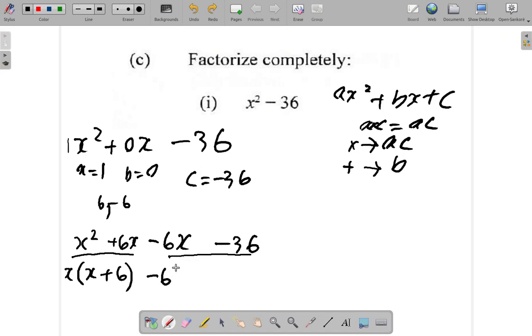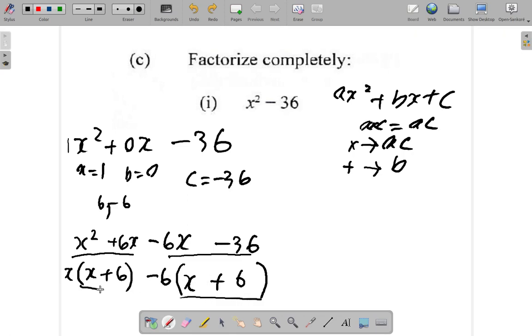Right? And then inside the bracket we could consider negative 6 times what gives you negative 6x. It is x. Negative 6 times x gives you negative 6x. Negative 6 times this here gives you negative 36. It is positive 6. So negative 6 times positive 6 gives you negative 36.